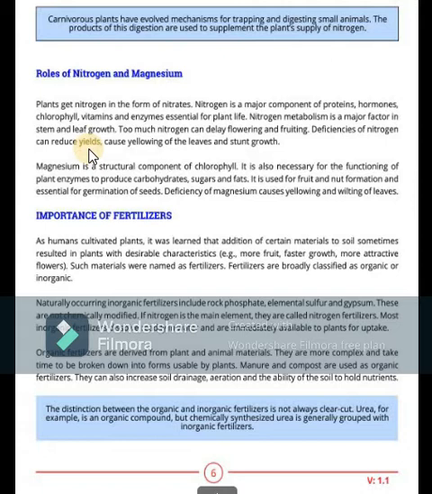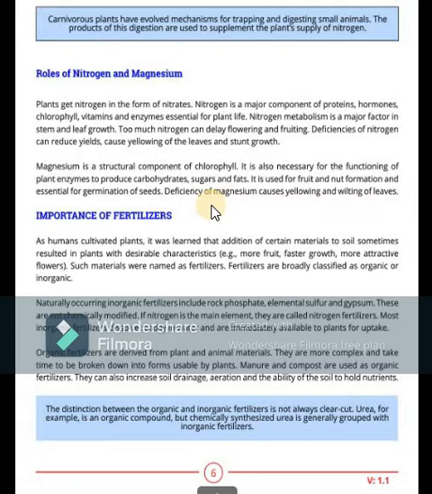In the same way, magnesium is a structural component of chlorophyll. It is also necessary for the functioning of plant enzymes that produce carbohydrates, sugars and fats. It is used for food and nut formation and is essential for the germination of seeds. If there is a deficiency of magnesium, it causes yellowing and wilting of leaves. That is, the leaf becomes flaccid and shrivels.